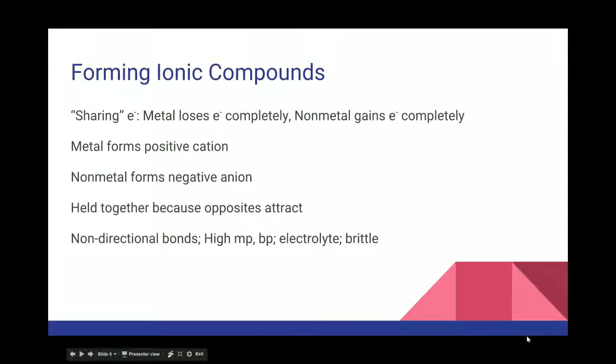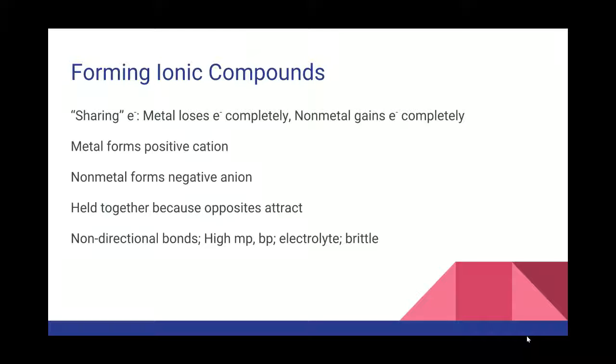All right, so this is where we left off last time. We were about to start talking about ionic compounds. When it comes to the sharing of electrons, bonds are formed by sharing electrons. When it comes to ionic compounds, the sharing is not so much sharing. The metals lose the electrons completely. The nonmetals gain the electrons completely.